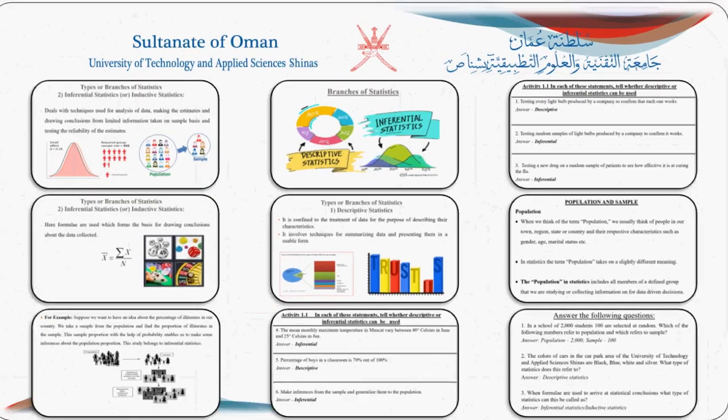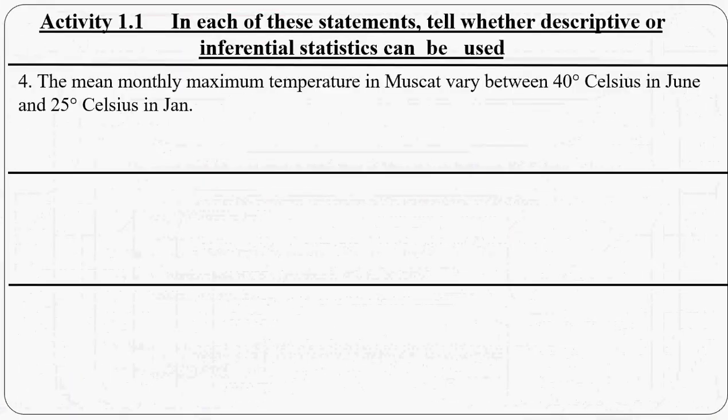Now let's move on to the next question, number 4. The mean monthly maximum temperature in Muscat varies between 40 degrees Celsius in June and 25 degrees Celsius in January. You need to focus very carefully. One is on June, the other one is on January. Whether there is continuity or not, this is what we need to see. If there is no continuity, it is said to be, dear students, do you know the answer? Yes, it is inferential statistics.